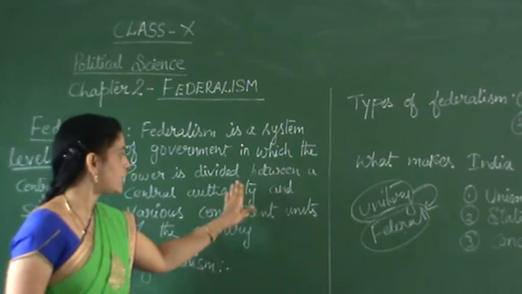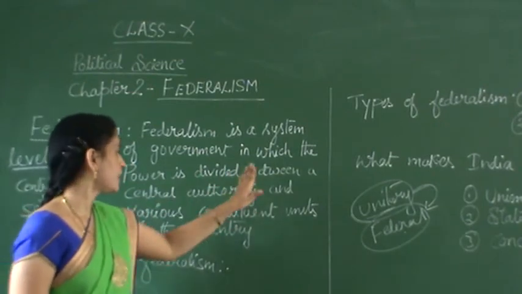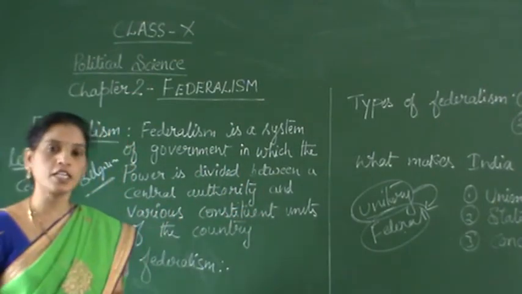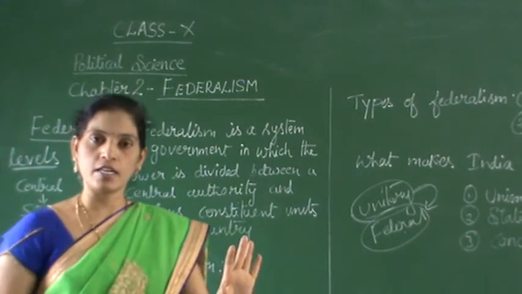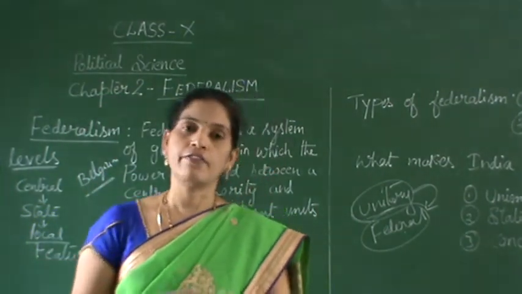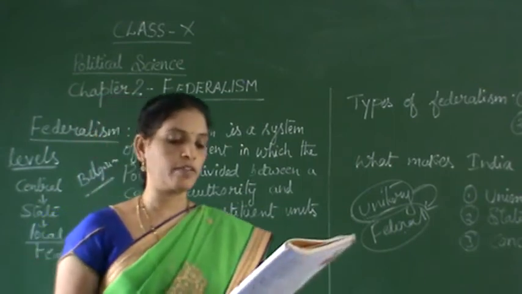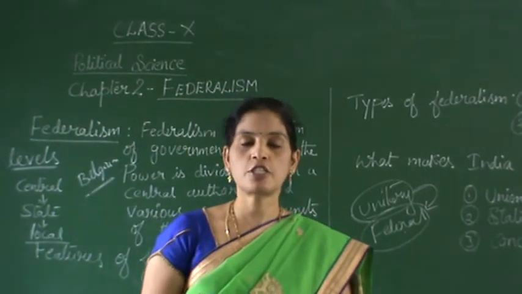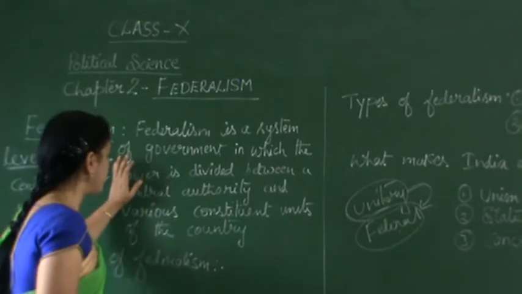The power is divided between the central authority and various constitutional units. It means that power is distributed among different levels of the government. So, this is about federalism.